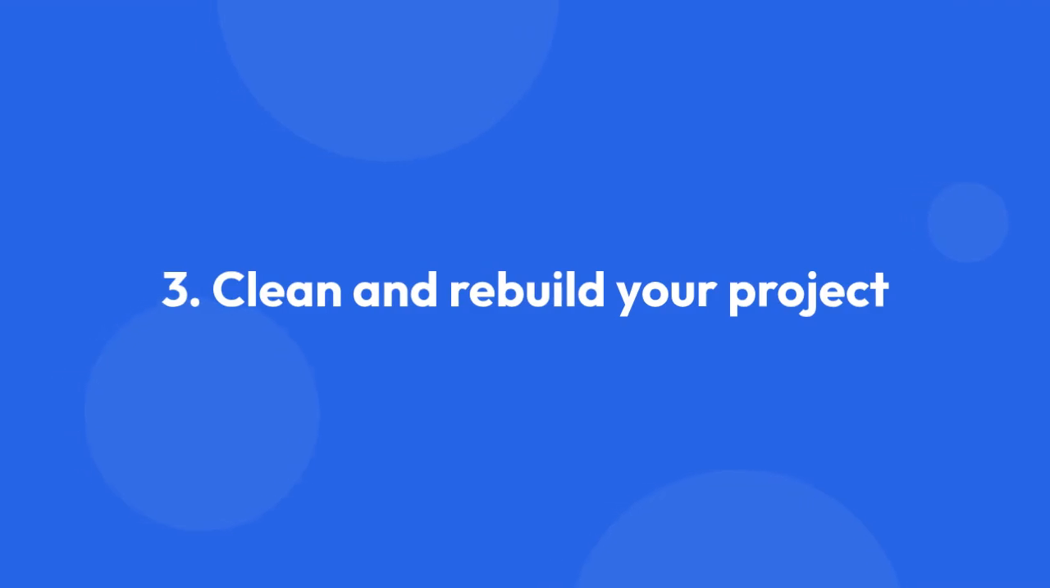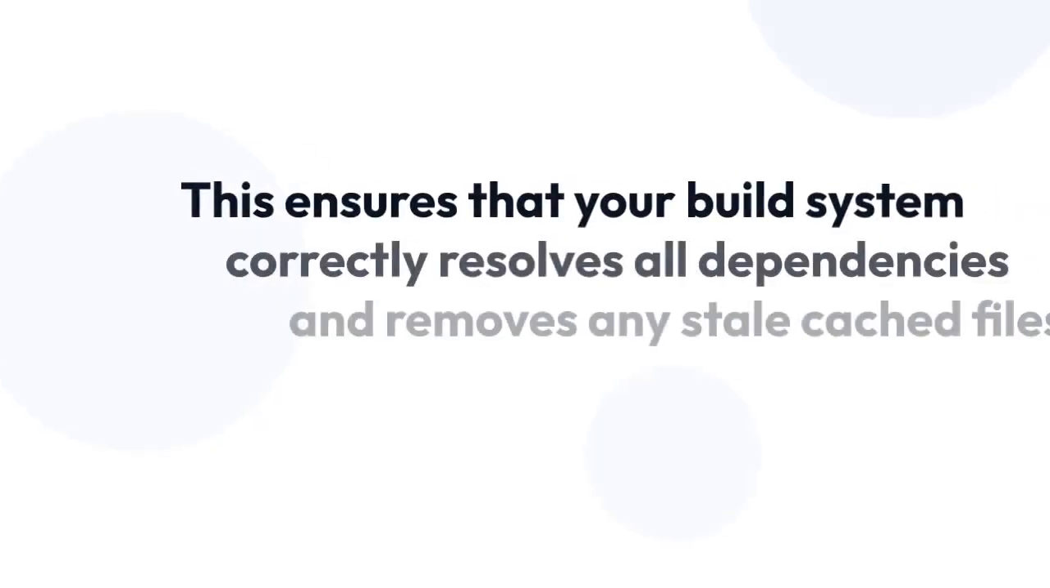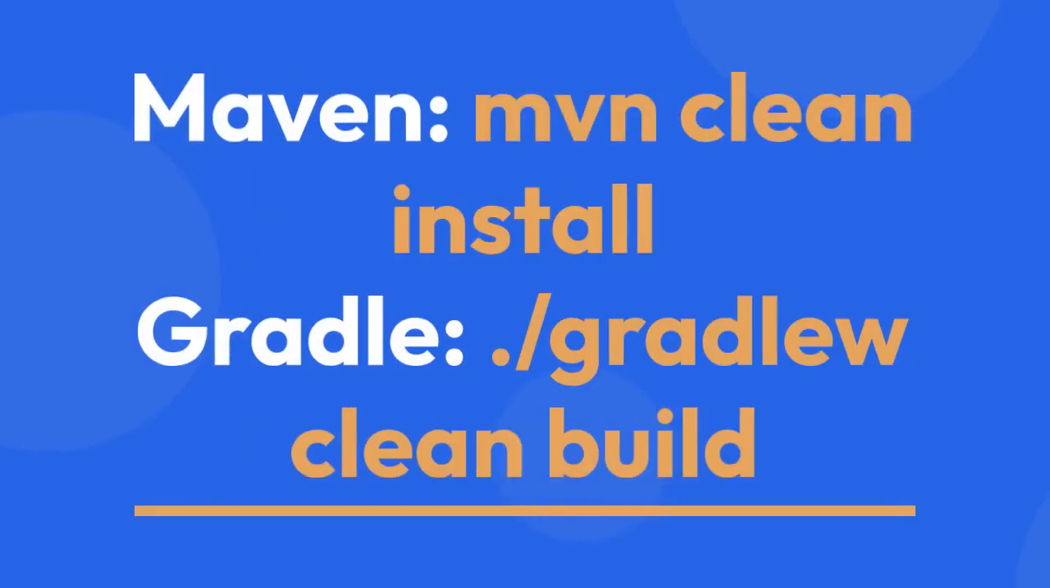3. Clean and rebuild your project. After making changes to your dependencies, always clean and rebuild your project. This ensures that your build system correctly resolves all dependencies and removes any stale cached files that might be causing the problem. In Maven, use mvn clean install, and for Gradle, use ./gradlew clean build.